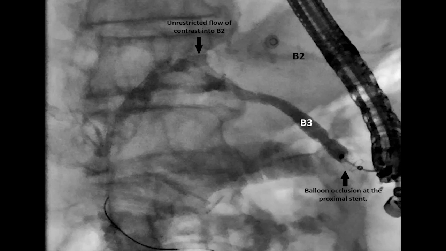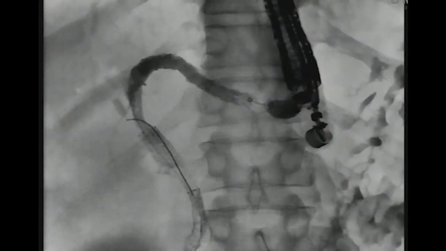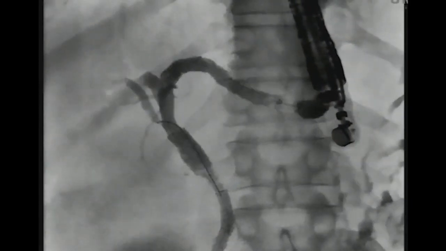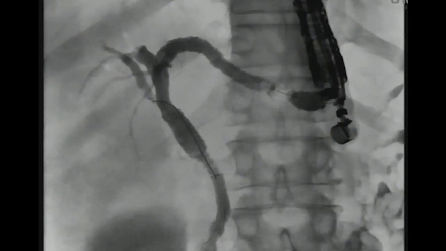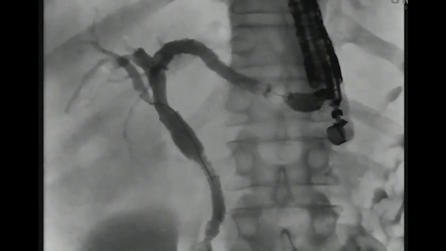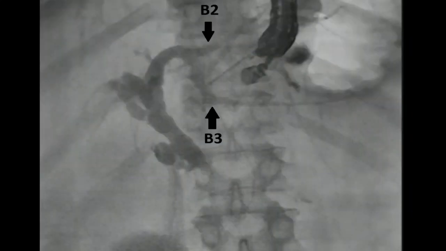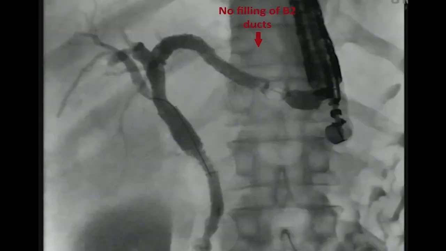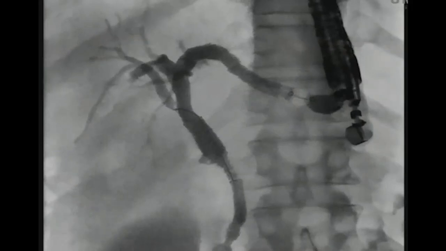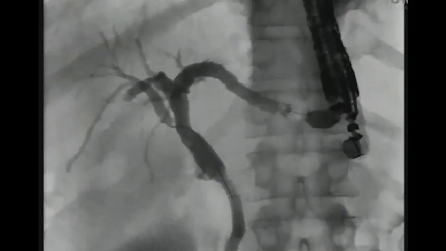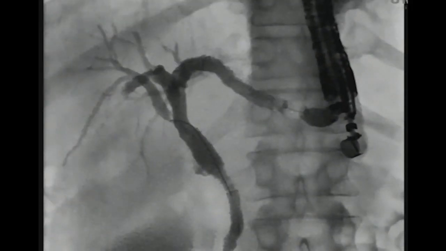In this patient, however, we observed no contrast flow into segment 2 ducts despite using a fenestrated stent. While comparing the patient's baseline cholangiogram with the post-stent deployment cholangiogram, we easily identify the absence of any contrast in segment 2 ducts. This confirms segment 2 intrahepatic biliary blockage. In such cases, while the stent can be readjusted, one must be cautious not to inadvertently dislodge the stent. An alternative approach is to leave the stent in situ for 3 to 4 weeks and readjust it after the tract has had time to mature.